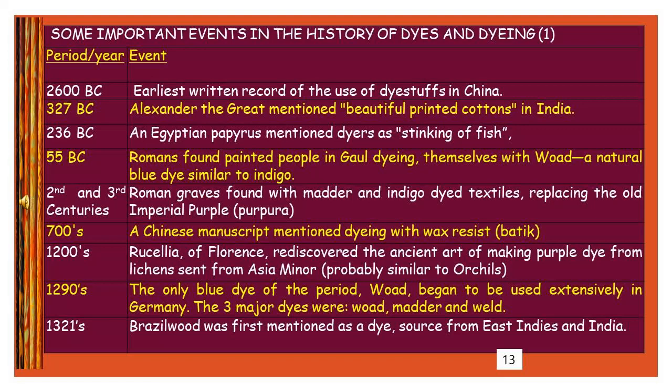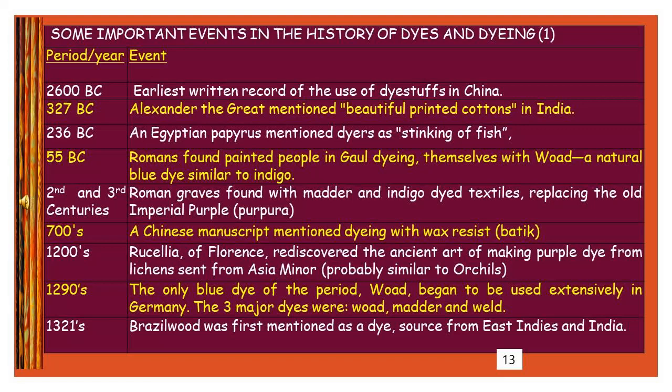2nd and 3rd centuries, Roman graves found with madder and indigo dyed textile, replacing the old imperial purple, that is purpura. 700s, a Chinese manuscript mentioned dyeing with wax resist, that is batik. 1200s, Rucellai of Florence rediscovered the ancient art of making purple dye from lichens sent from Asia Minor, probably similar to orchils.